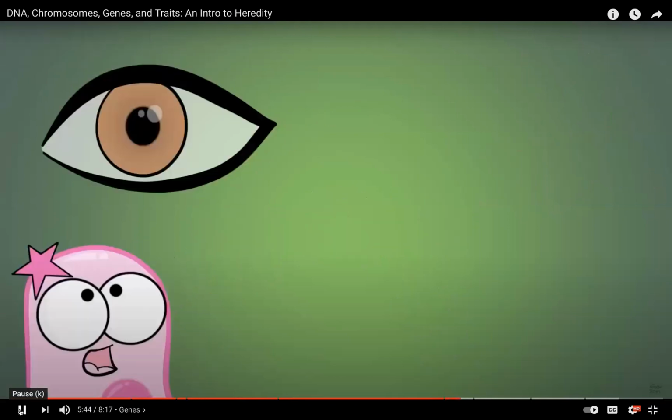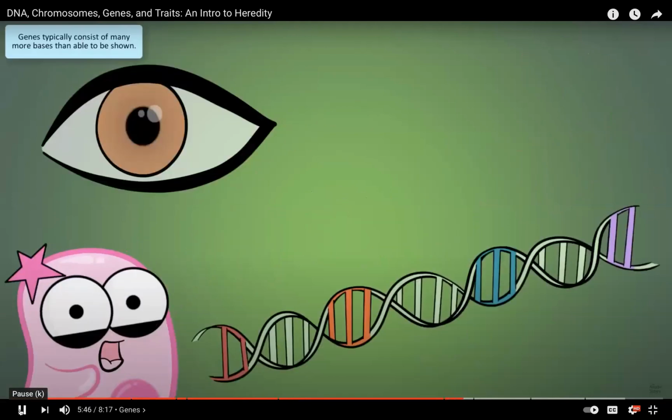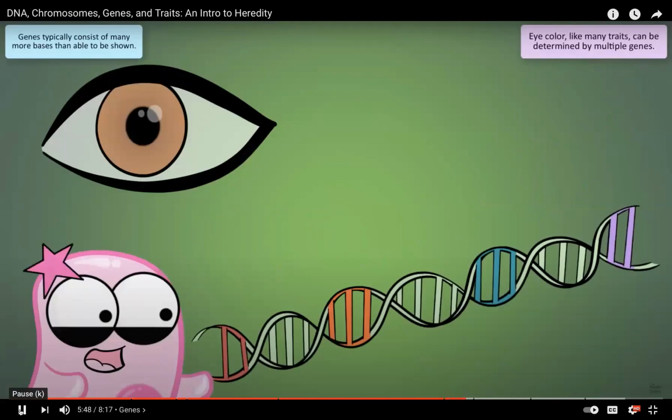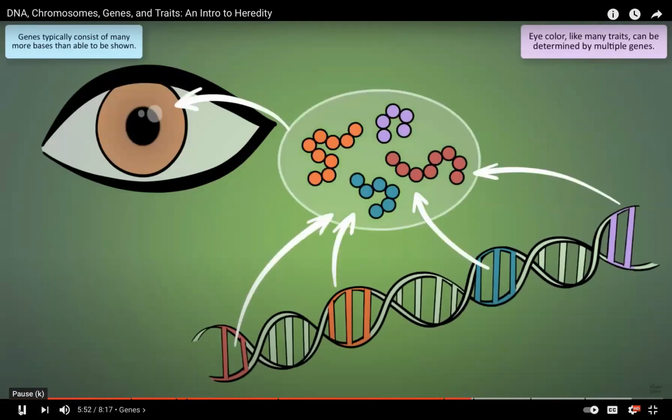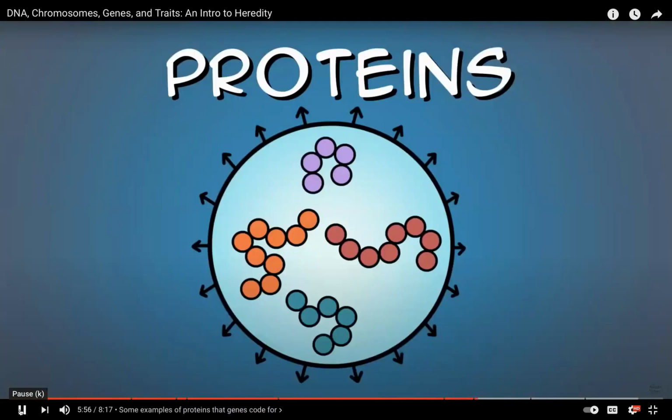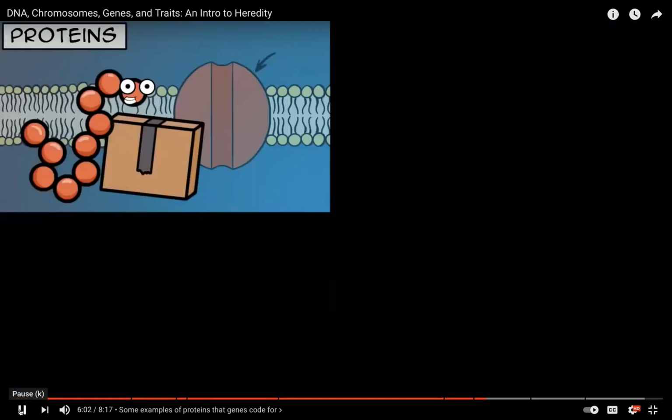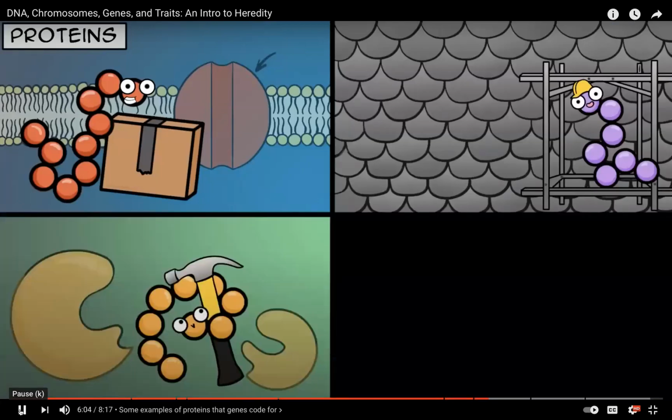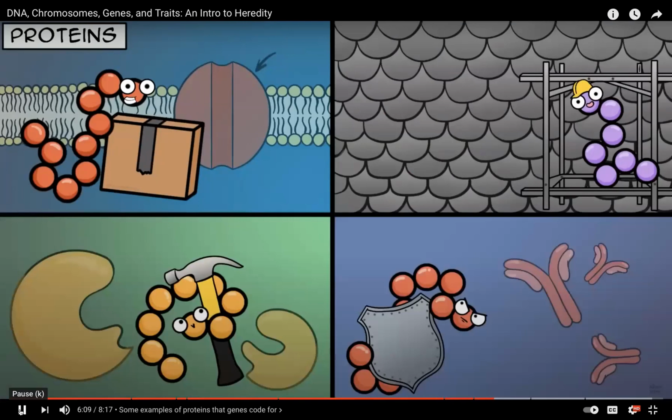For example, let's consider your own eye color. Human eye color is actually pretty complex. It's determined by many genes. The genes can code for proteins involved in producing the eye color pigment, but proteins coded for by genes can play a wide variety of roles besides just your eye color. Proteins are involved in transport, in structure, in acting as enzymes that can make all kinds of materials, in protecting the body, and so much more.